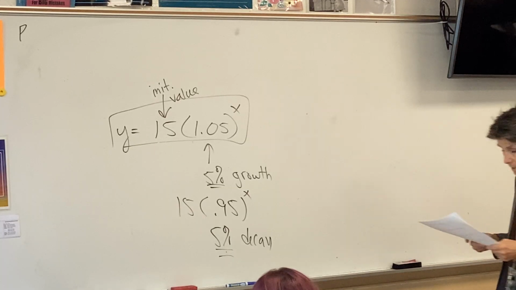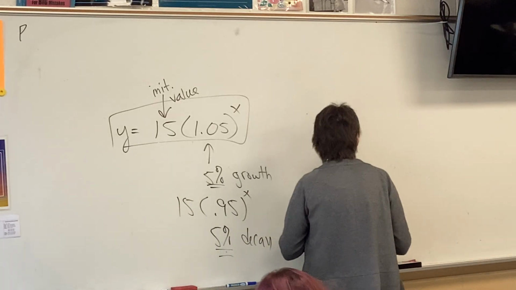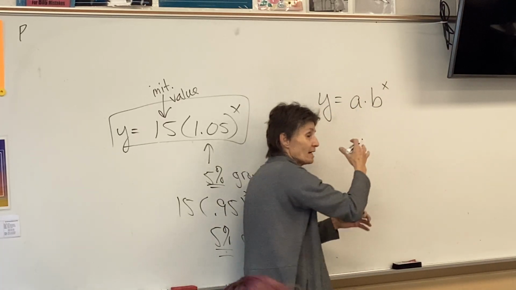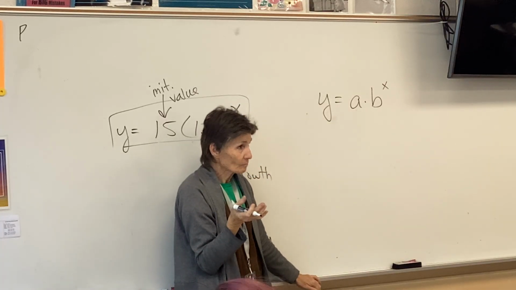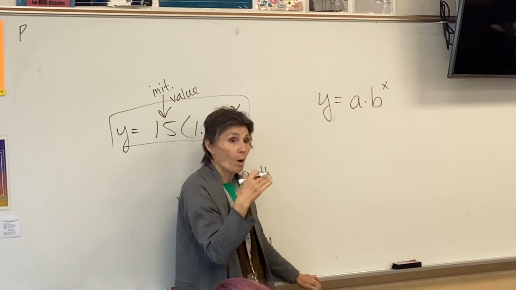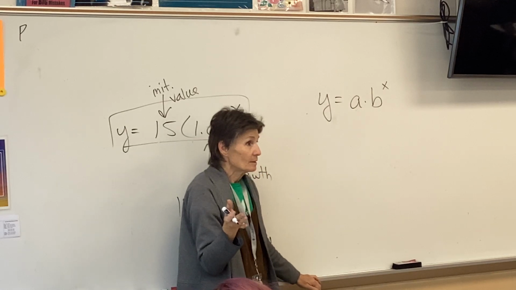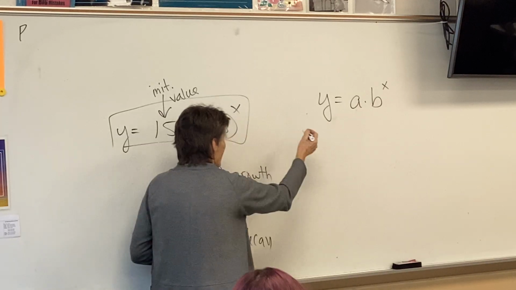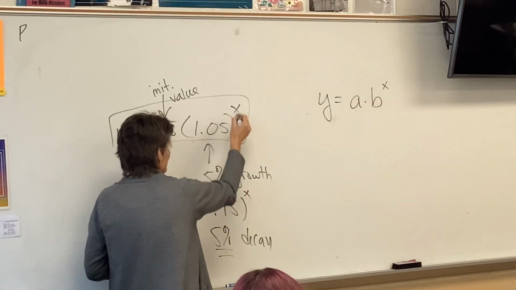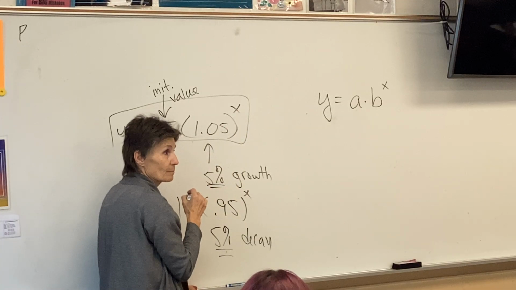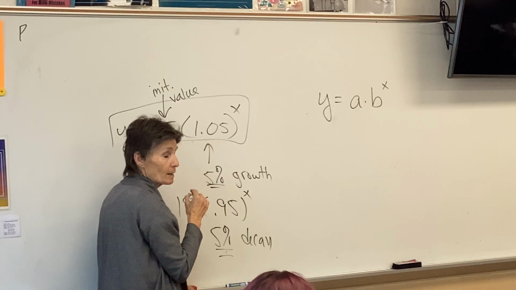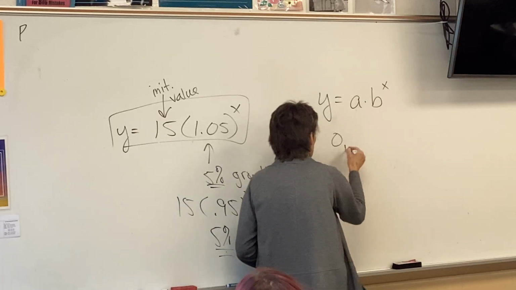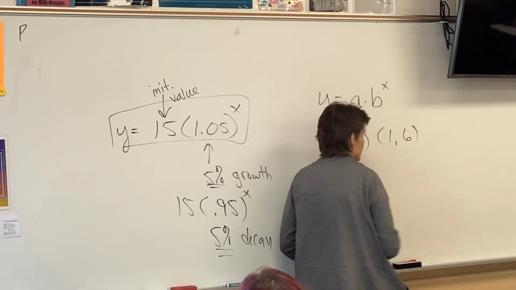Number 2. Write the equation of the exponential function. Now, write this down. This is what exponential functions look like. You know how lines are y equals mx plus b, and you kind of just memorize that form. This is the form for exponentials: a number times a number to the x. Right? Now, we need the one that goes through the points (0, 2) and (1, 6).